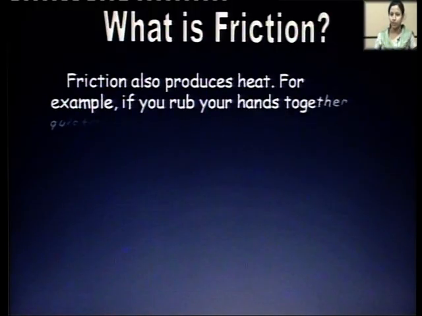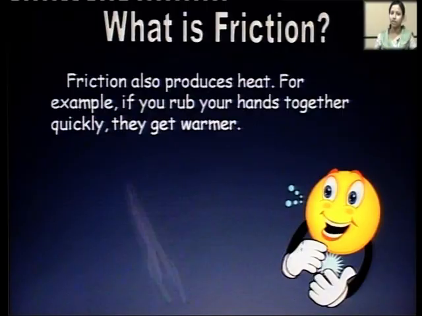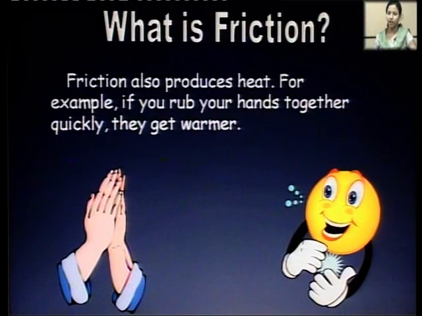Friction also produces heat. For example, if we rub our hands together quickly, they get warmer. This is because of friction. Our energy is converted to frictional energy, that is heat energy, sorry. So if we move our hands, then the work is converted into heat energy due to friction only.